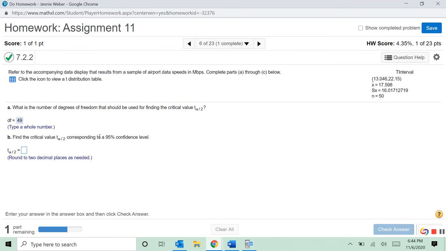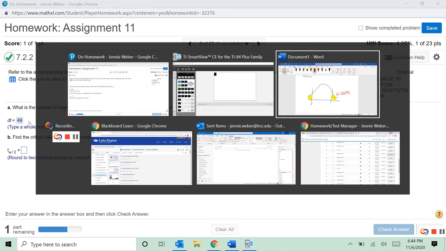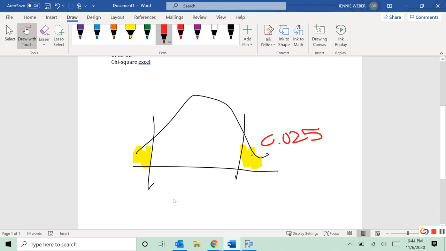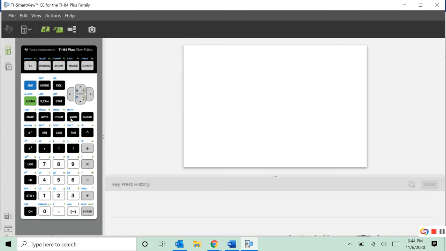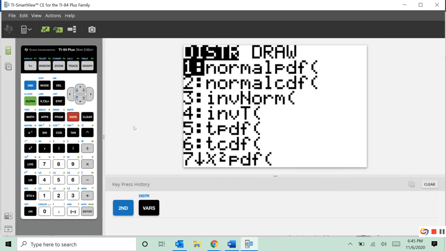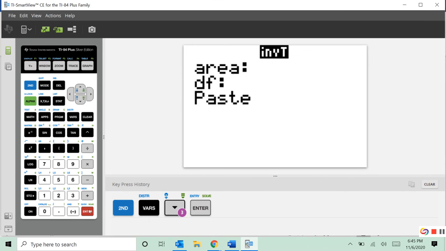So the two pieces I need are the area I'm looking for, and then the DF value. I'm going to come up here and I need the distribution. So this is the vars button. I want the DIST over here, so I want second vars, and then I want to go down to inverse t. And then my area is going to be 0.025.